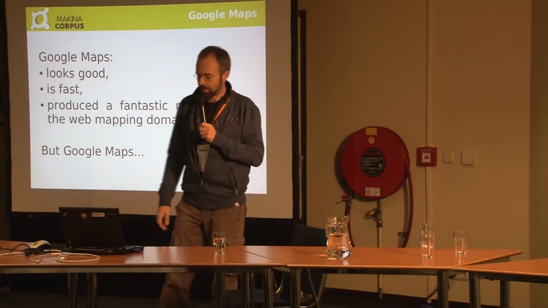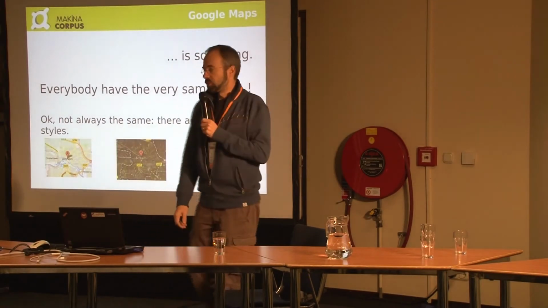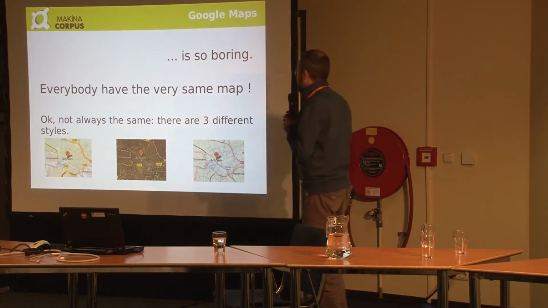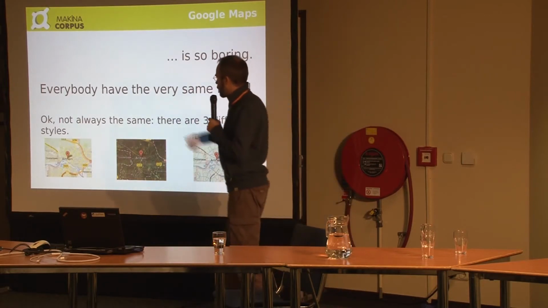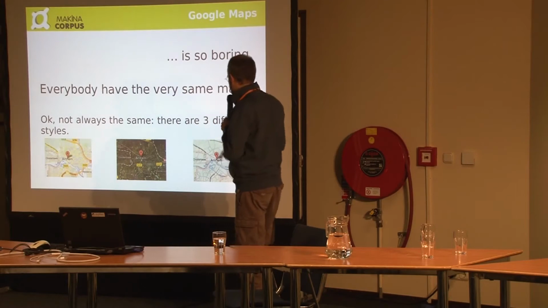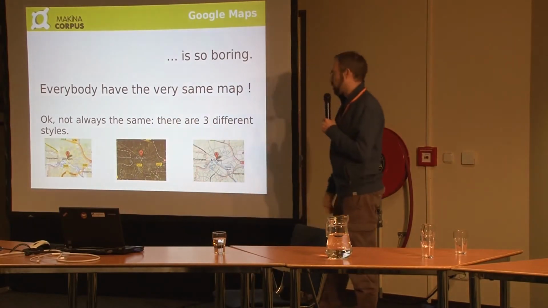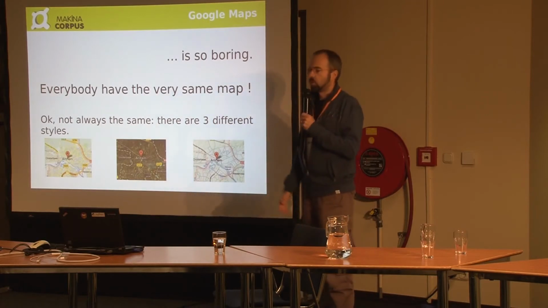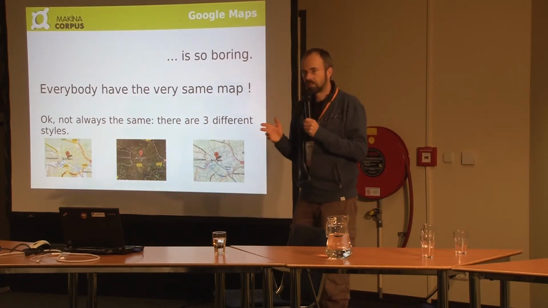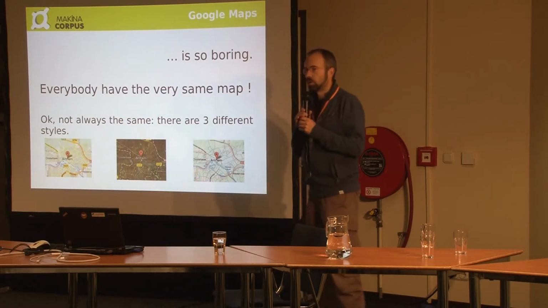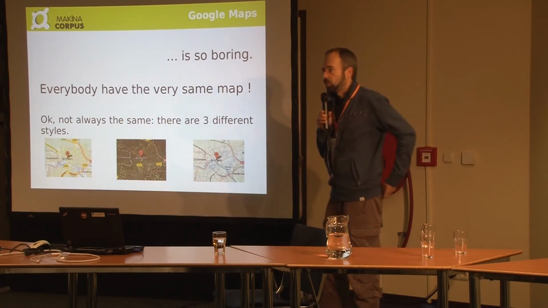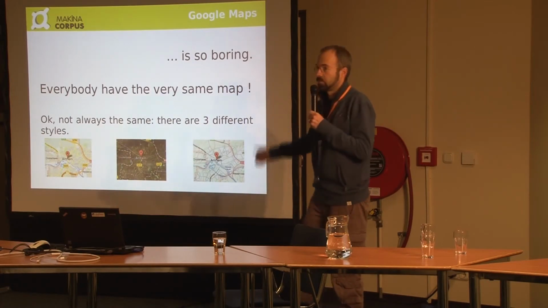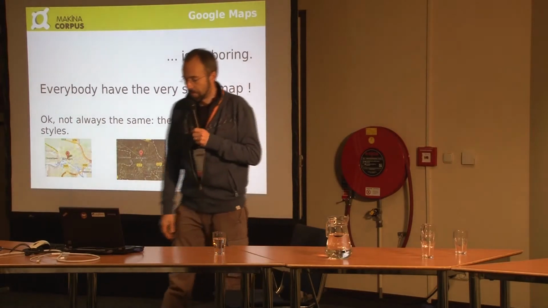But Google Maps is so boring. I mean, everybody has the same map. There are only three styles. So you have the map, the satellite, and the terrain. Come on. Everybody has the same. The markers are all the same, so you can work a little bit on it, you can style it a little bit, but nobody does that. Everybody uses Google Maps the way it is, so everybody has the same one, and that's a pity, basically.